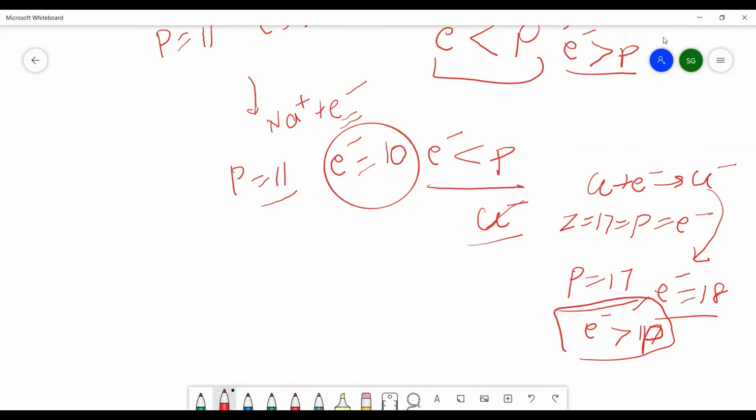Now here we have done how you can calculate Z. Z is the number of protons.